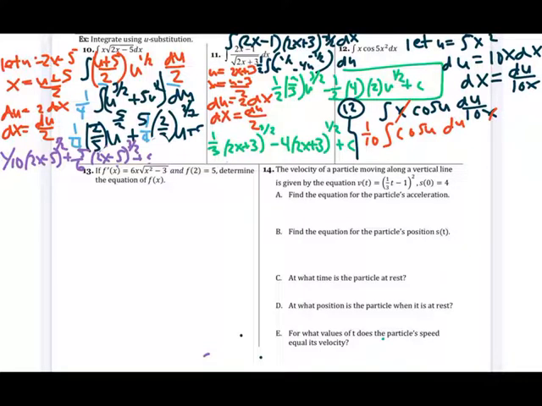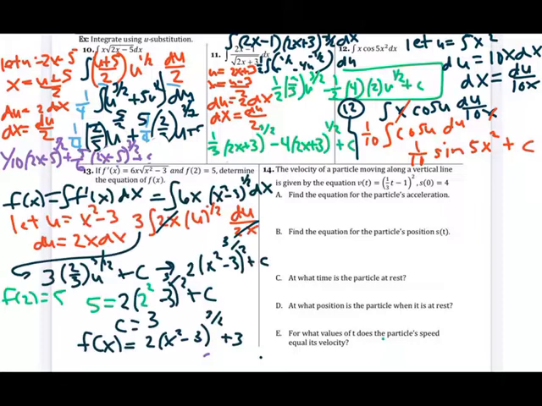Well, the integral of cosine is sine, so I'm going to have 1/10 times sine of u plus c, but instead of that, I'm just going to substitute back in what u is, which is 5x squared. So 1/10 times sine of 5x squared plus c. Number 13 says if f prime of x is that function and f of 2 is 5, determine the equation of f of x. So pause this video and see if you can do that. I'm going to work through it as well.